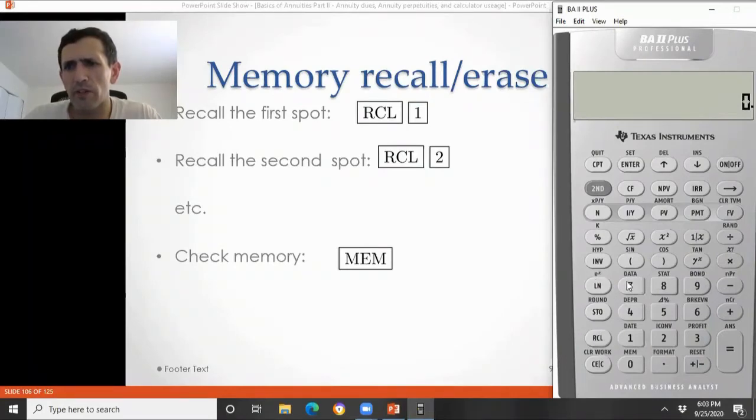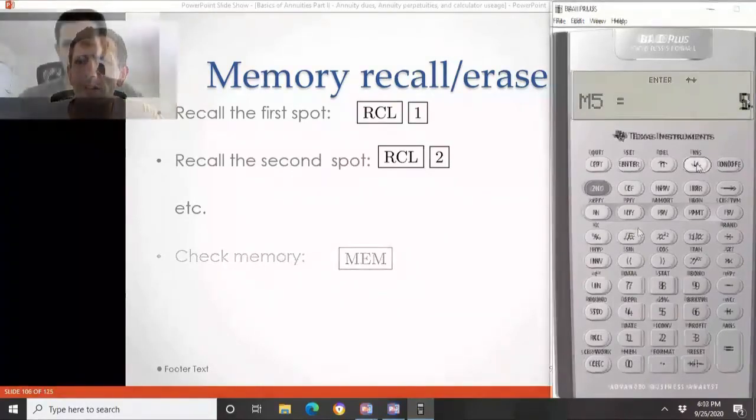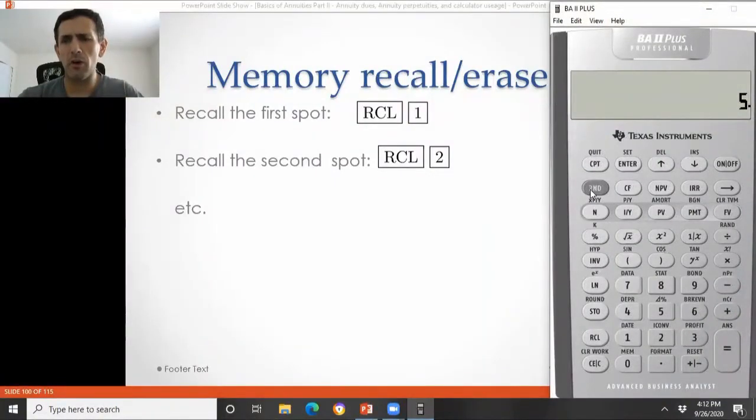So we did enter something into the 7th spot, maybe it was a 6th spot. Yeah, so the 6th spot, sorry. The alternative to going to the memory key, which has everything here, you can just do the recall button. So what's nice about the recall buttons, as I mentioned but didn't get into last time, is that you can use it to recall what's in the time value of money keys.